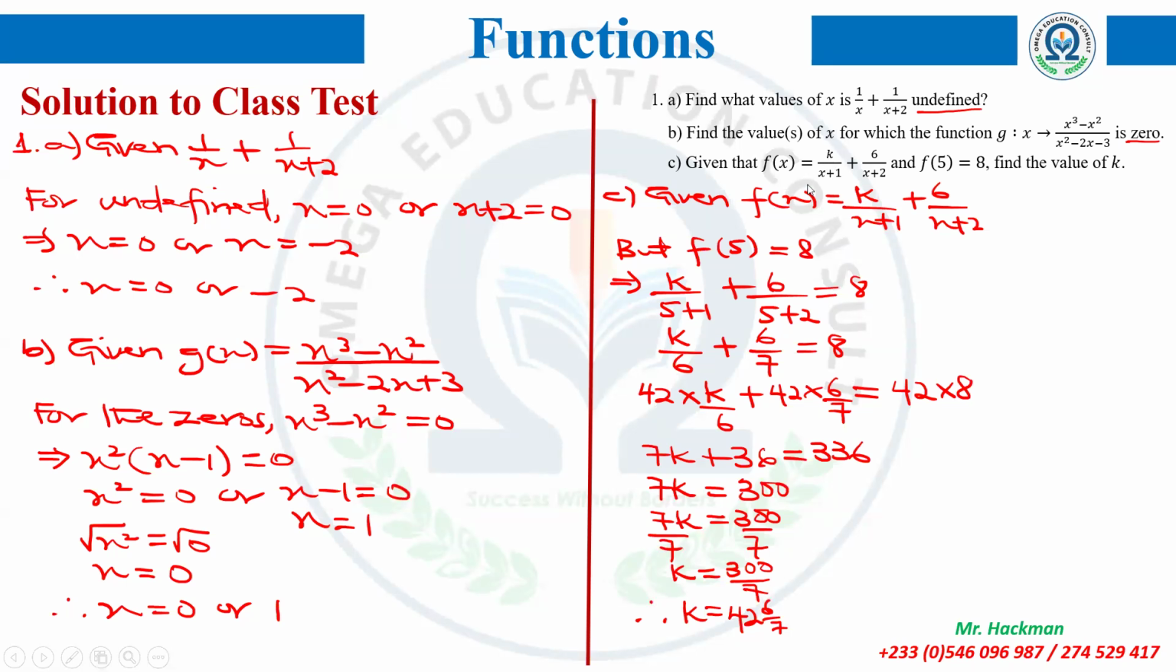So this is the condition for you to use to find your unknown k. There is only one unknown, so you always have to get one piece of information, either direct or indirect, to find that unknown. And here the information is given directly. You are told that f of 5 is equal to 8. So this means wherever I see x in f of x, that will give me my f of 5. Then I equate the result to 8. So f of 5 will be k over 5 plus 1, plus 6 over 5 plus 2, is equal to 8.